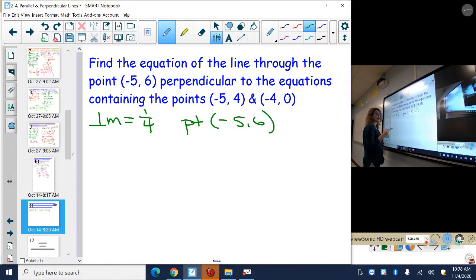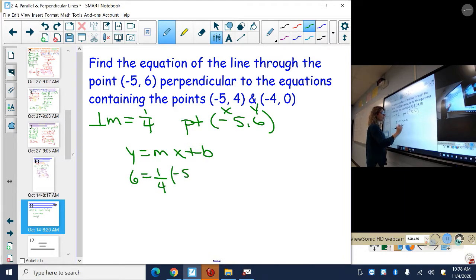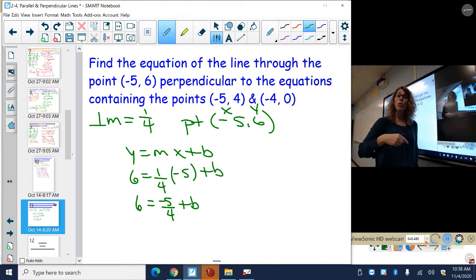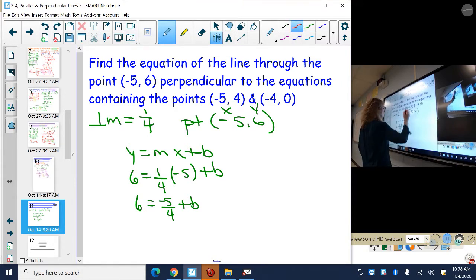Now with that said, I'm going to do y equals mx plus b. Labeling this x, labeling this y. Y is 6, m is 1/4, x is -5, plus b. So 6 is equal to -5 over 4 plus b. Now many of you do not like fractions. So remember how we got rid of fractions before? We multiplied by the denominator. So we're going to multiply this entire thing by 4.